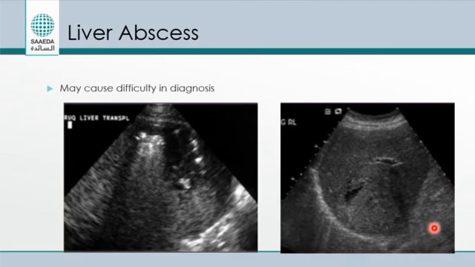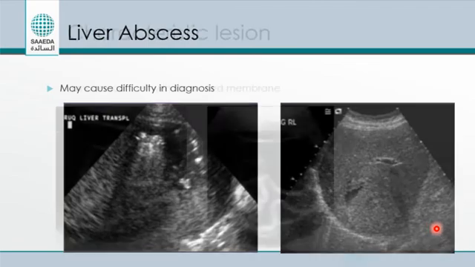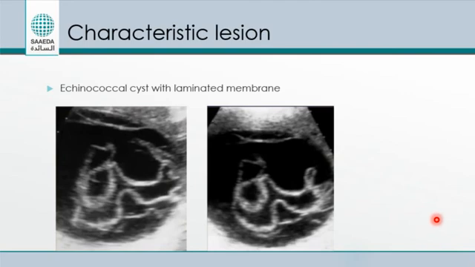A characteristic feature of cystic liver lesions is the hydatid cyst. Of course, this is a water lily sign. It's very typical, very characteristic. Unfortunately, it's endemic in our area, and we see them a lot of times.